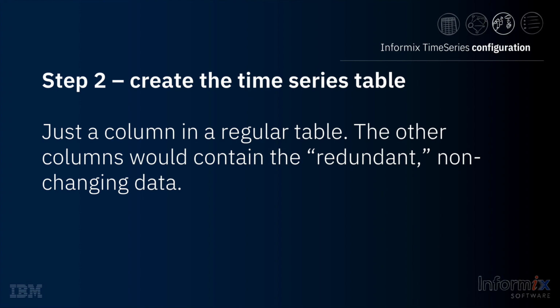Next, the time series table is created. It will have at least 2 columns, a key identifier column and the time series column. Any other column should contain the unchanging or redundant data, since it only needs to be stored once for the device generating the data.